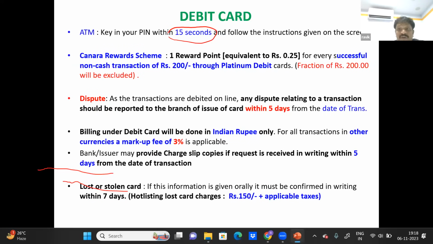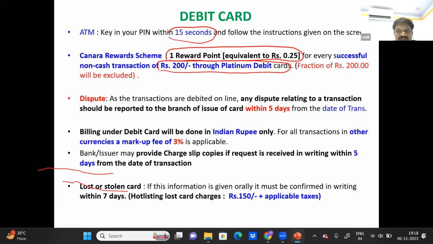Okay, then cash reward scheme. Is it a debit card or a credit card? One reward point is equivalent to 0.25 paisa in our bank. For every successful non-cash transaction of 200 rupees through platinum debit cards, we will get reward points injected. The 200 rupees must be non-cash, not cash. ATM and all, anyway, you know that reward scheme will not be there.